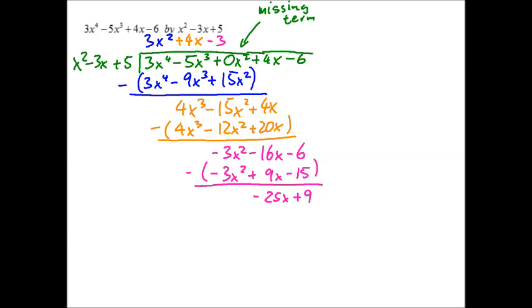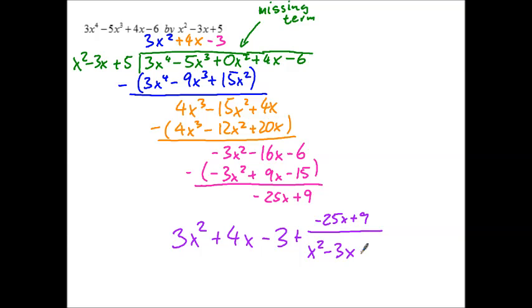So our final result of this operation is 3x squared plus 4x minus 3 plus negative 25x plus 9 divided by the divisor, x squared minus 3x plus 5. That's how we do polynomial long division. Now go ahead and watch the second part of this tutorial where we'll talk about synthetic division.